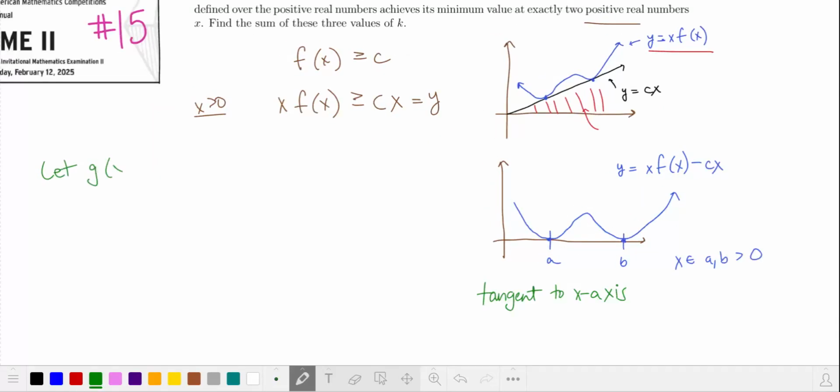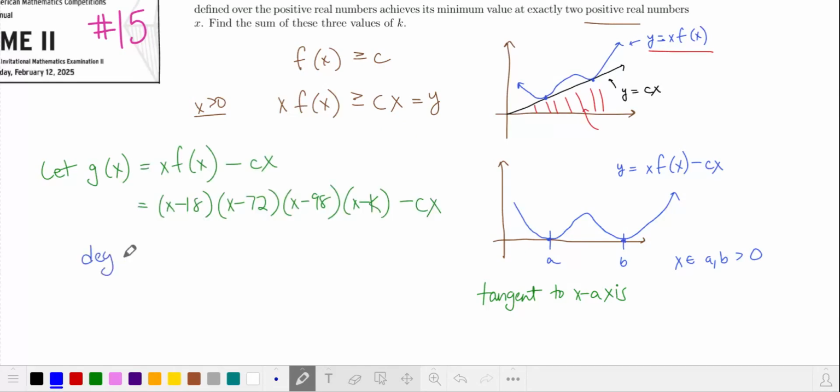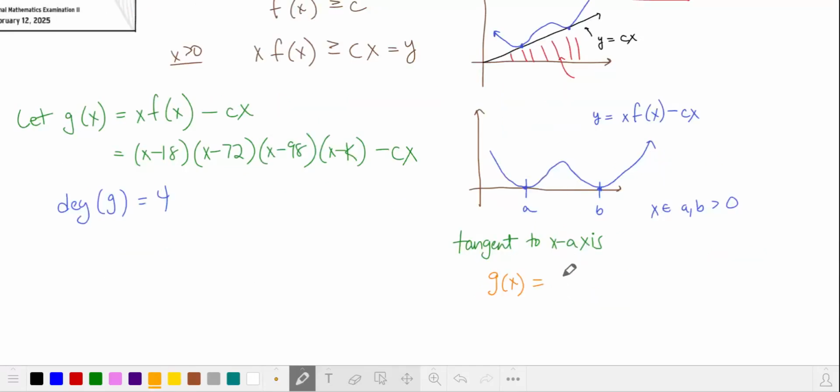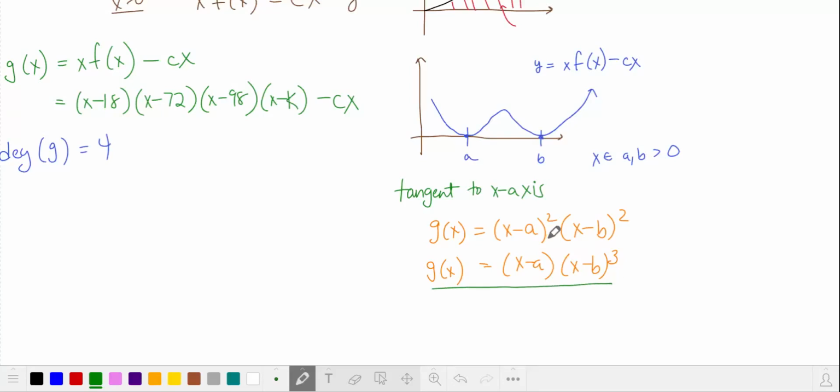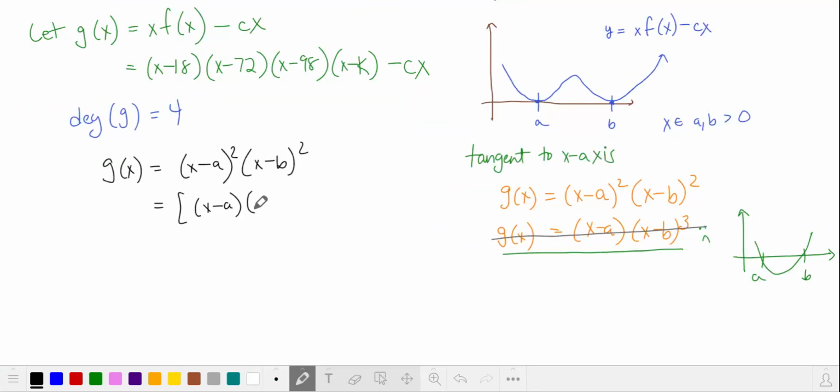If we let g of x be this polynomial, we can see by inspection that the degree of g is 4. So these two roots can be written either as x minus a squared times x minus b squared, or as the square of x minus a times x minus b. We can eliminate the first option, because if we have an odd power of these two factors, then instead of being tangent to the x-axis, it's going to intersect. So let's write it as the square of x minus a times x minus b.